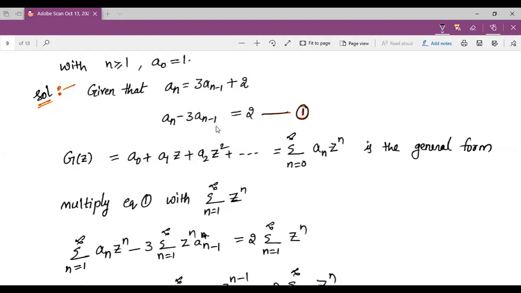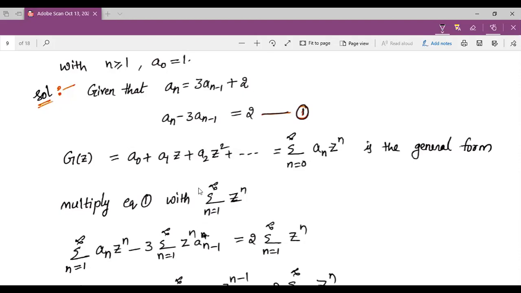So first we multiply this given recurrence relation with summation n is equal to 1 to infinity z power n. So here the n value starts with the degree of the given recurrence relation. So what is the degree of the given recurrence relation? 1. So here we take the n value 1. N is equal to 1 to infinity z power n. Okay.